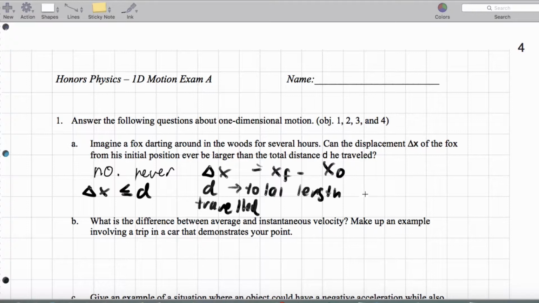So for example, if I start the fox, say, here, and the fox winds up here, that's the displacement. And the distance is this whole length of the path that the little fox travels as it moves.